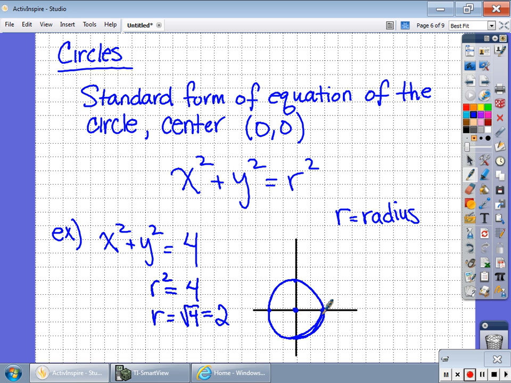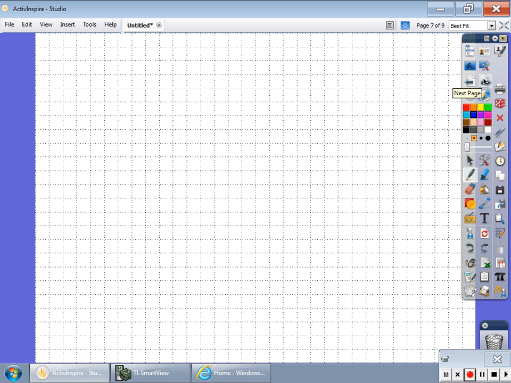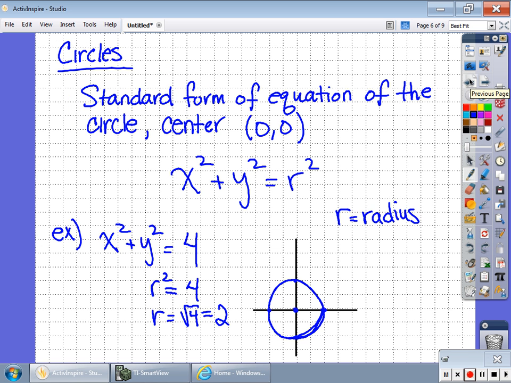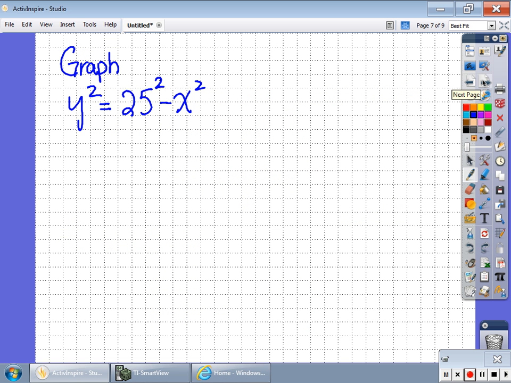Now, sometimes they're going to try and trick you, but I know we're not going to be tricked. Sometimes they'll sit there and say, okay, well, graph this guy. They're going to graph y squared equals, and then they're going to say 25 minus x squared. And that doesn't look like the standard form for the equation of a circle, which says x squared plus y squared. And so what we need to do is we need to move things.